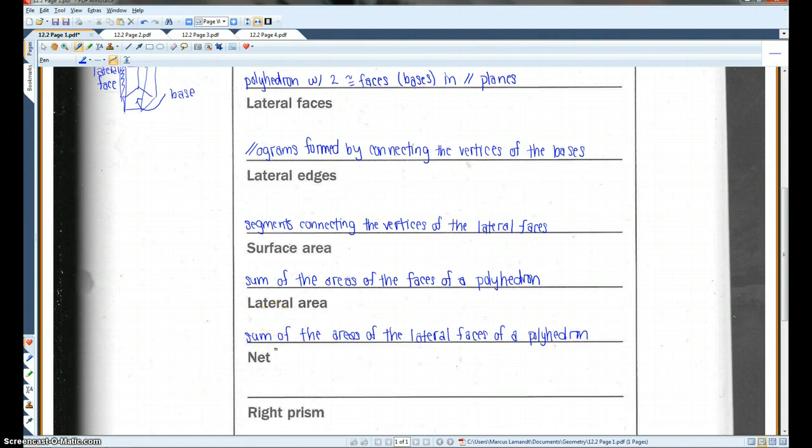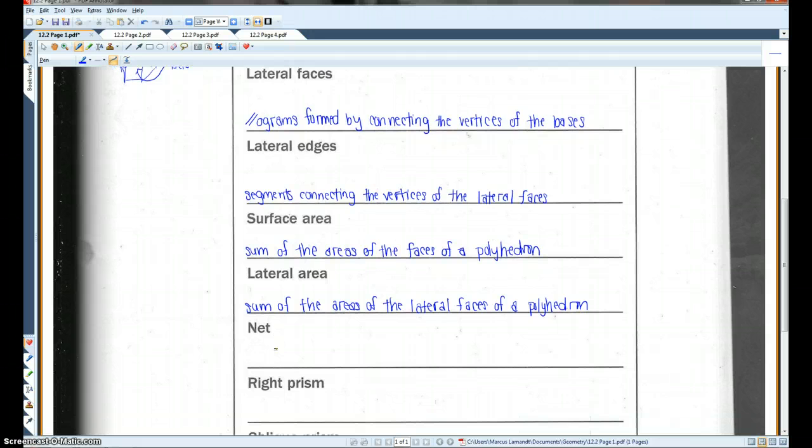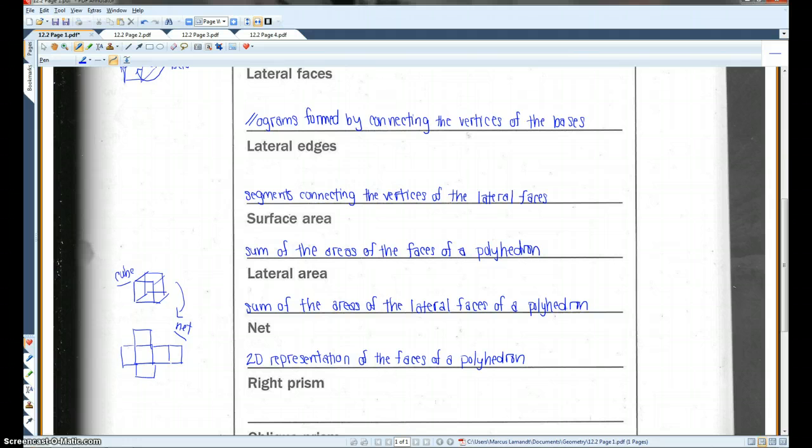Alright. A net. Imagine that you were to take some edges of a polyhedron and cut them off and then unfold it like a piece of paper. The two-dimensional representation of those faces is called a net. I drew another little picture over here. If you were to take a cube and unfold it, it might look something like this. This would be a net.